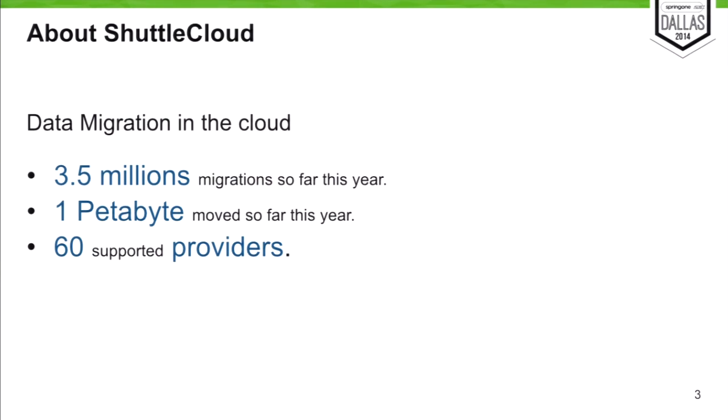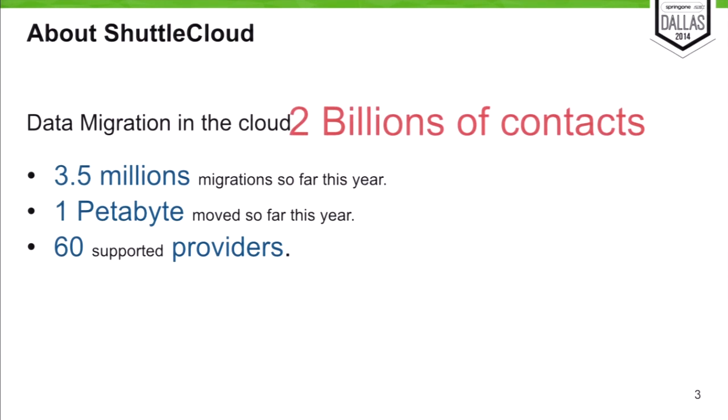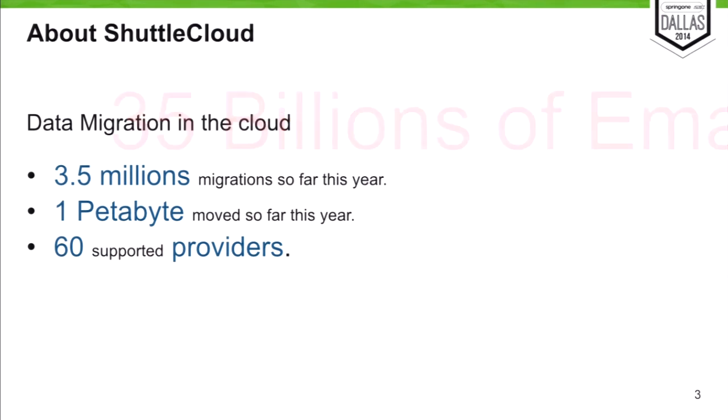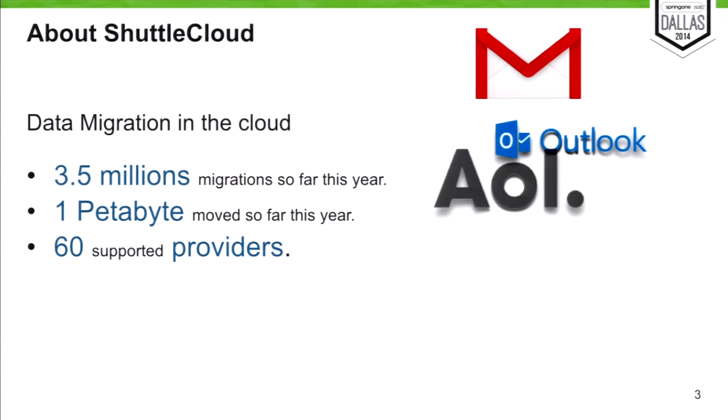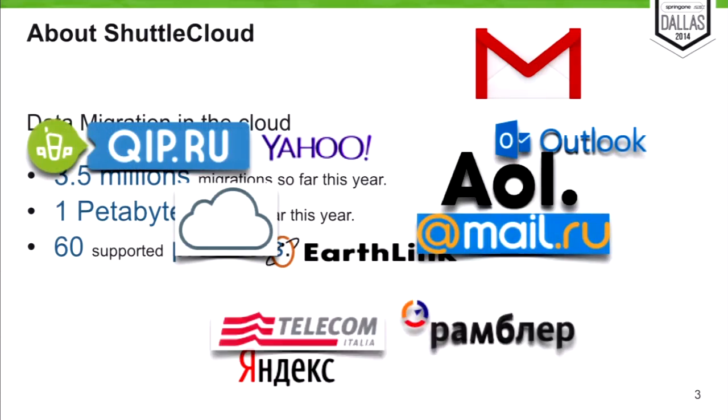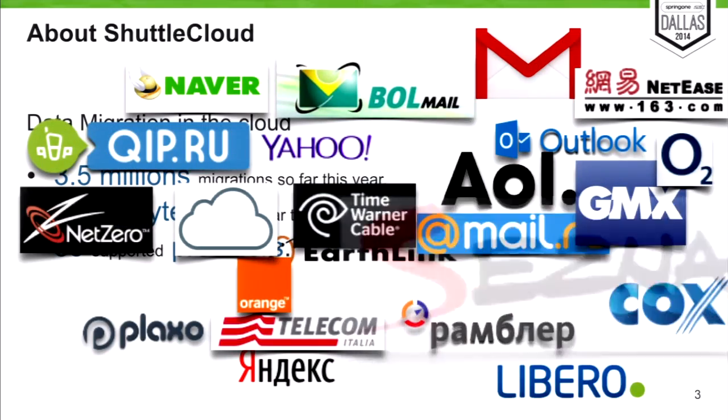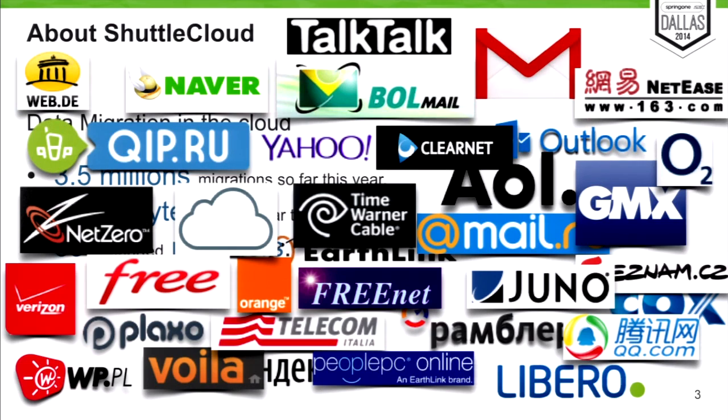So, as I said, I'm working for Satellite Cloud. In Satellite Cloud, we do data migration in the cloud. This year, we've moved 3.5 million accounts. That means 2 billion contacts and 35 billion emails. That is 1 petabyte of data so far this year, and we're supporting 60 providers. We have customers like Gmail, G+, Comcast, Time Warner, Harvard, Stanford, and so on.